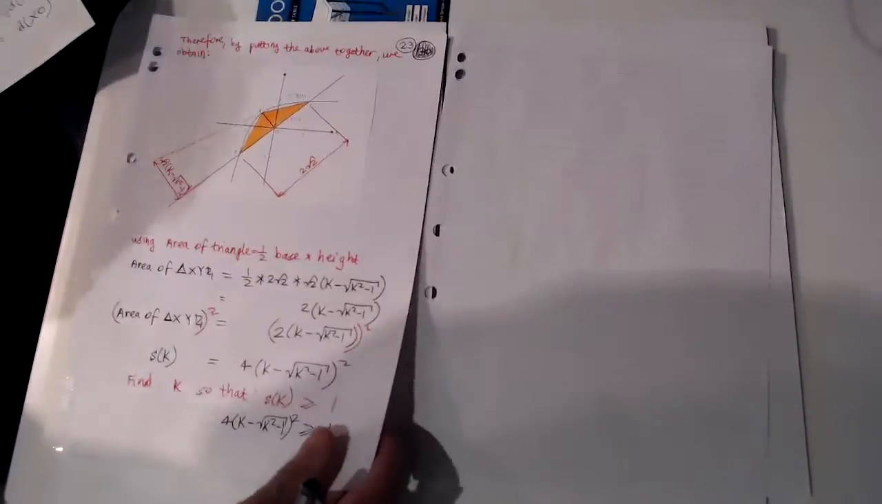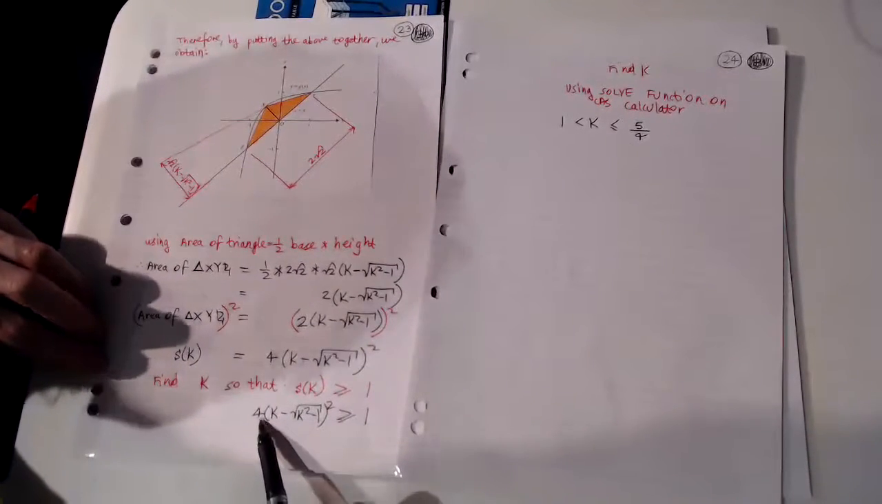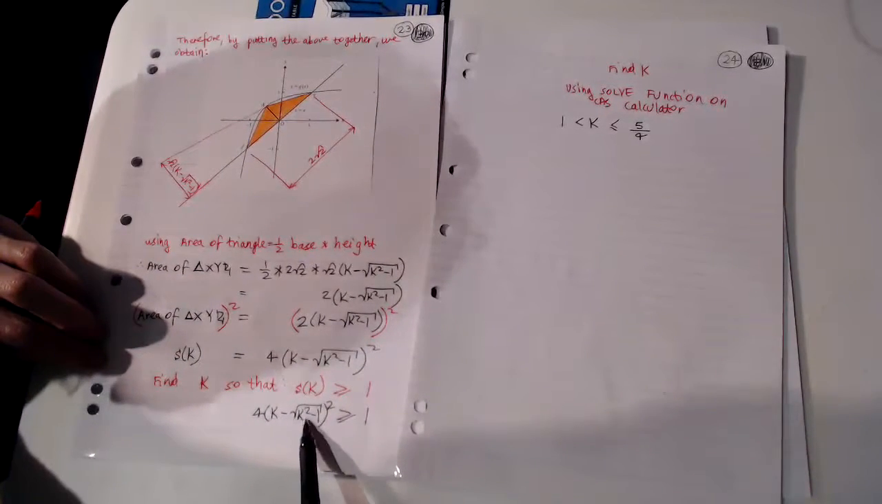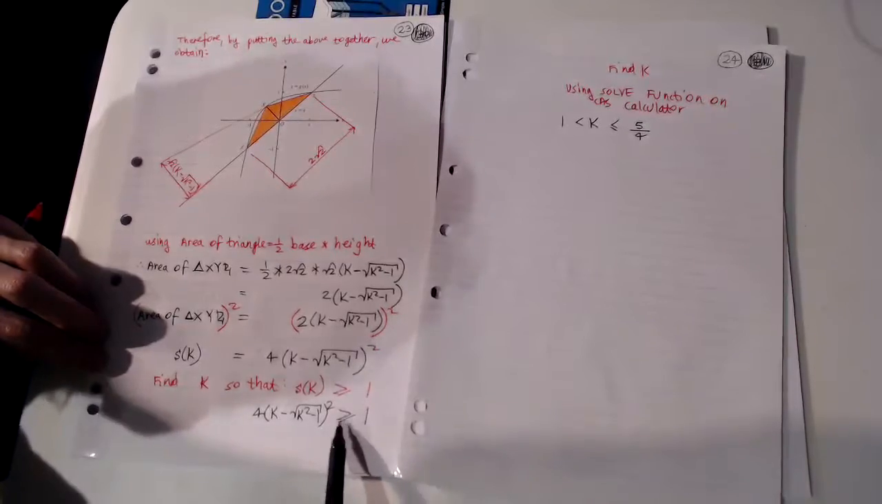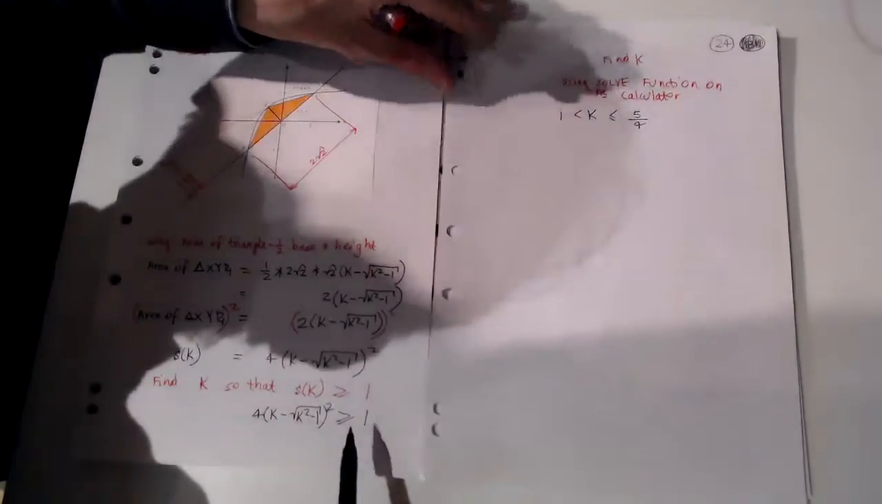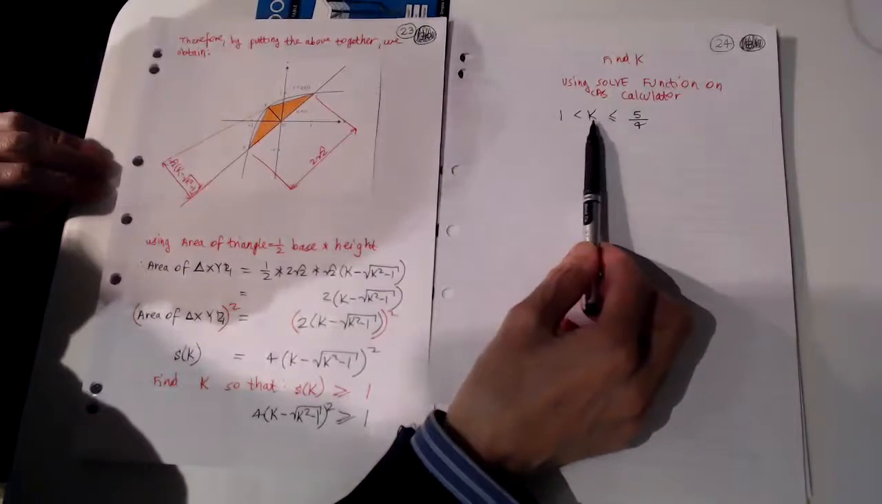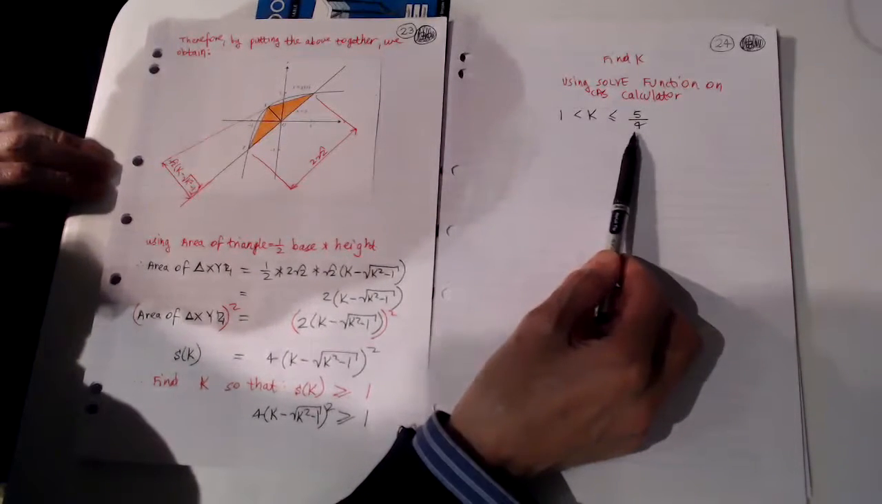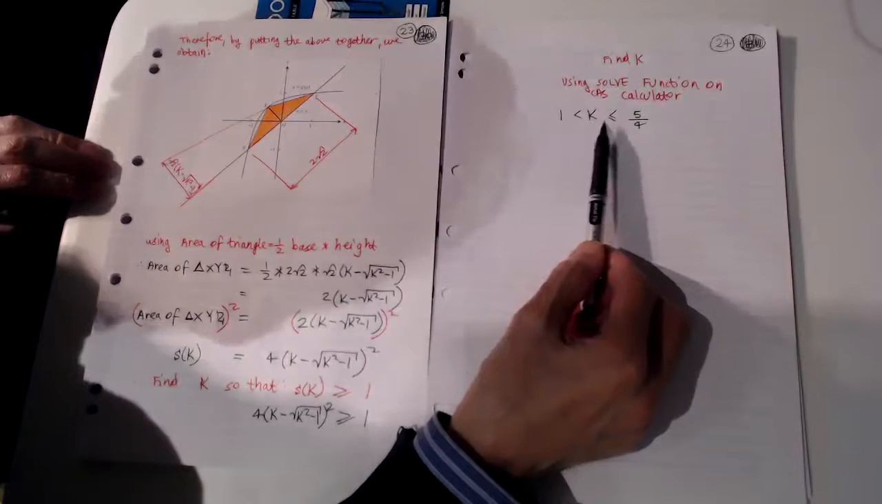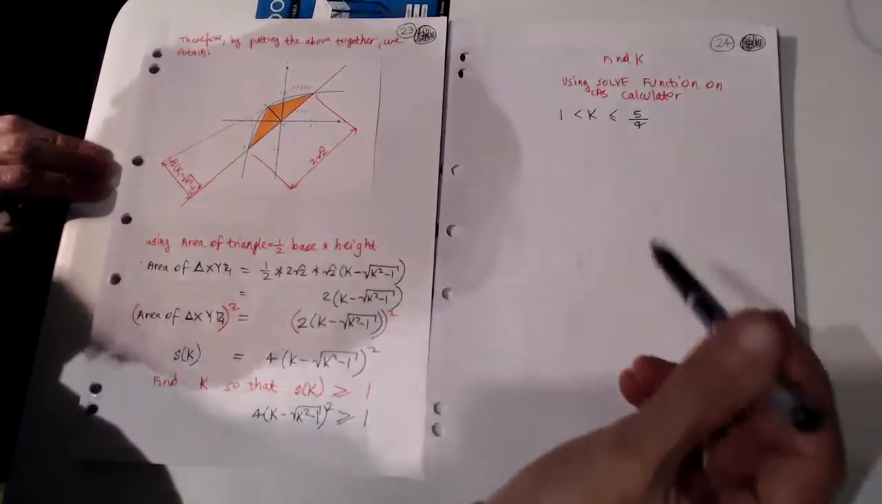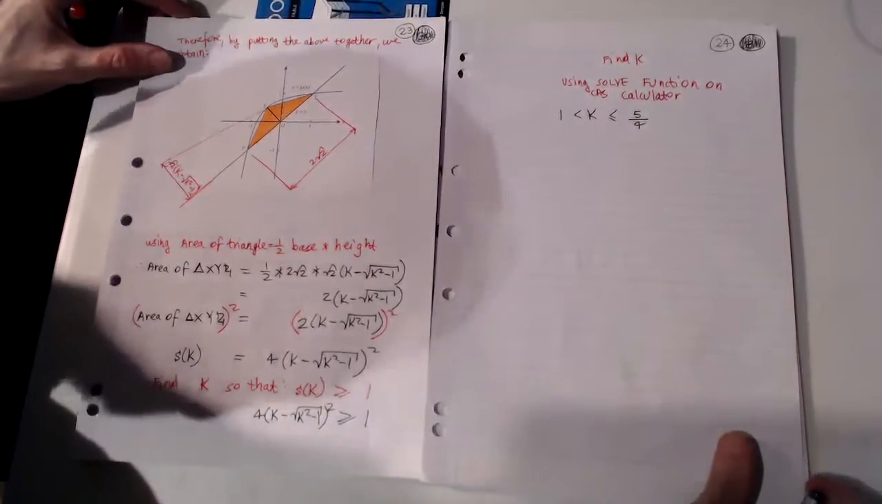Now, when you do that, when you find k so that 4 times k minus square root of k squared minus 1 squared is greater than or equal to 1, on the CAS calculator, you will get that k is between 1 and 5 on 4. That is 1 less than k less than or equal to 5 on 4. And that is the answer to that sub-question there.